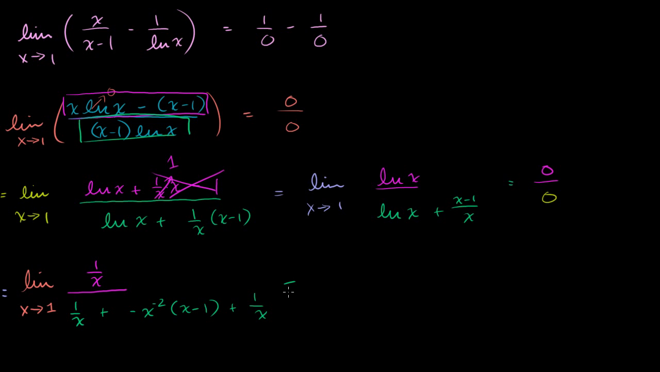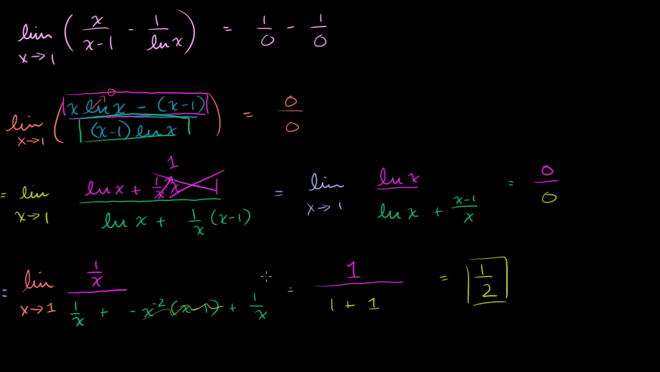We were doing our L'Hopital's rule. So this is going to be equal to, if we evaluate x equal to 1, the numerator is just 1 over 1, which is just 1. So we're definitely not going to have an indeterminate, or at least a 0 over 0 form anymore. And the denominator is going to be, if you evaluate at 1, this is 1 over 1, which is 1, plus negative 1 to the negative 2. So 1 to the negative 2 is just 1, and it's just a negative 1. But then you multiply that times 1 minus 1, which is 0. So this whole term is going to cancel out. And then you have a plus another 1 over 1, so plus 1. And so this is going to be equal to 1/2.